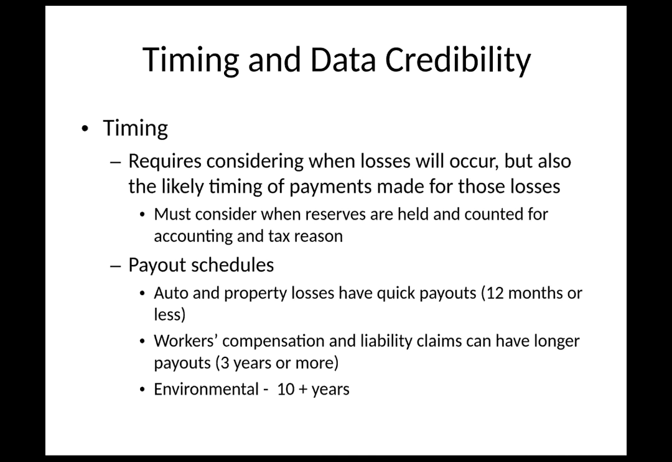Typically when we talk about payout schedules and where the timing comes into play, auto and property losses have quick payouts, typically 12 months or less, right? You damaged it, you totaled the car, you got it fixed, we know what it's worth, and we're going to try to get that paid and done with as quickly as possible. Workers' compensation and liability claims have much longer payouts, typically 3 years or more for indemnity claims. Environmental claims can be 10 plus years, right? Exxon Valdez, some of those other things, they can be years and years where they're tied up in litigation as part of that.